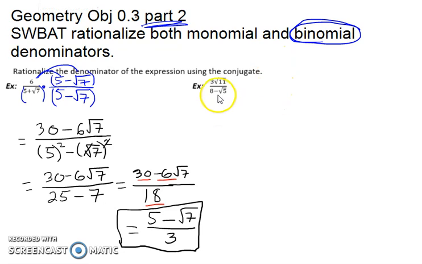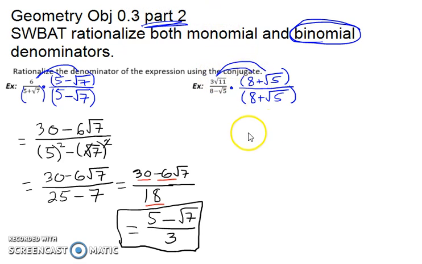We'll do the same thing. We'll take the conjugate of the denominator. So that is 8 plus square root of 5. Whatever that denominator is, same thing, except plus minus is switched. So 8 plus root 5. The numerator distributes, or the 3 plus root 11 distributes in the numerator, I should say.